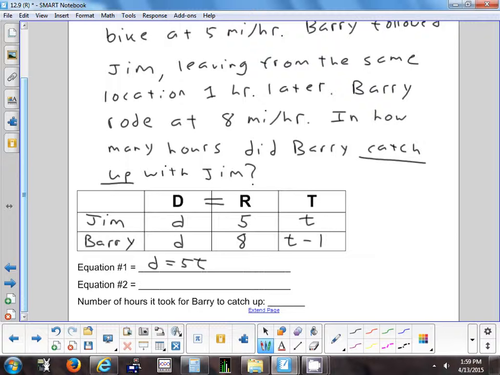Who can tell me equation two? And just remember, there's one thing you have to be careful of. Dominic? D equals 8 times the second time, t minus 1. Yep. Anytime you've got something that has a plus or minus a number, make sure you put that in parentheses.